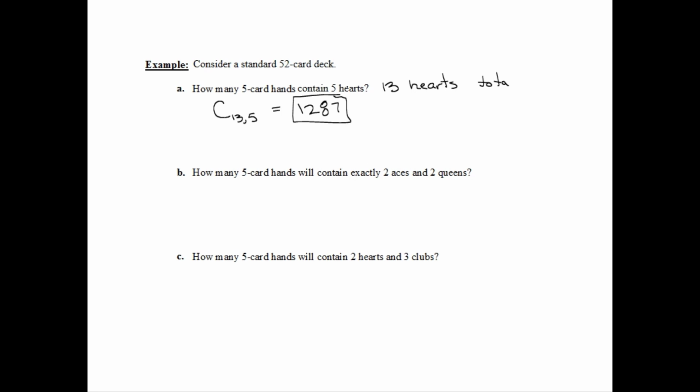The word exactly here is important, because that tells us what the composition of our hand is. What we have here is we have 2 aces, we have 2 queens, and we have 1 that is not an ace and not a queen.